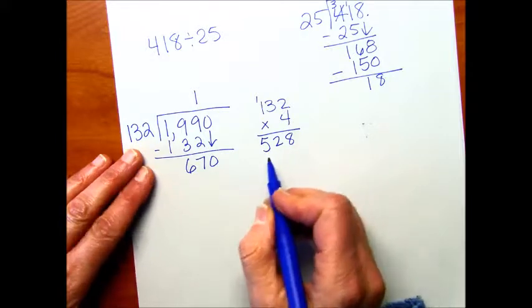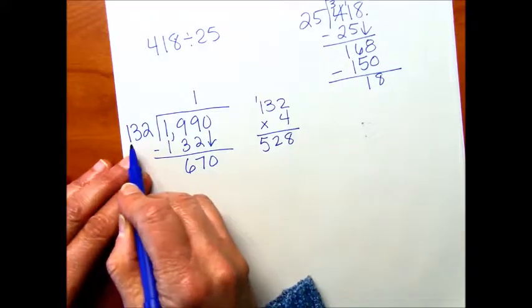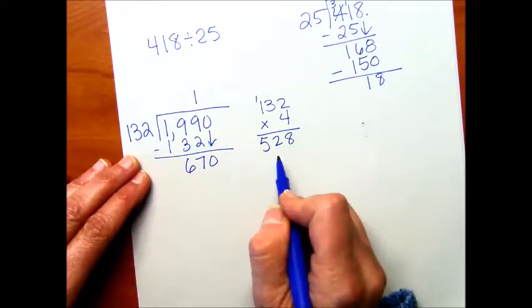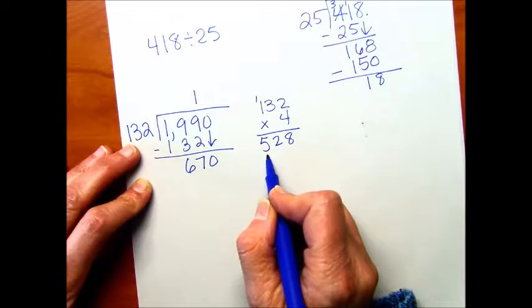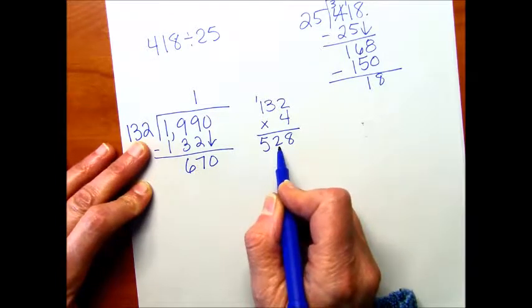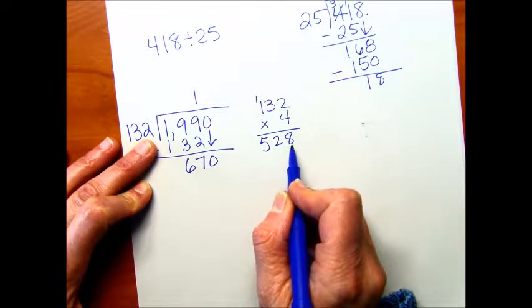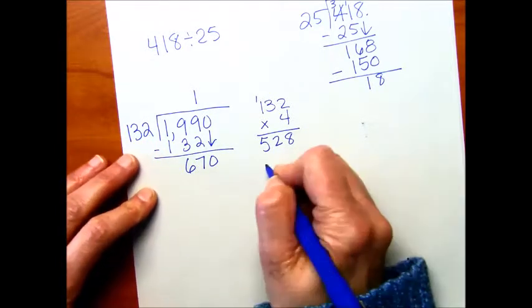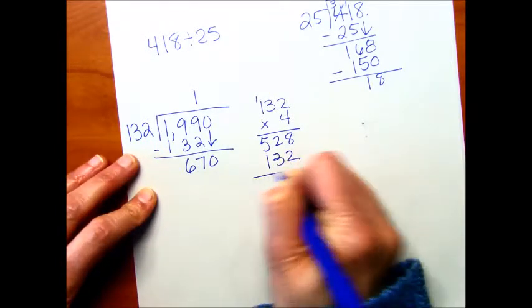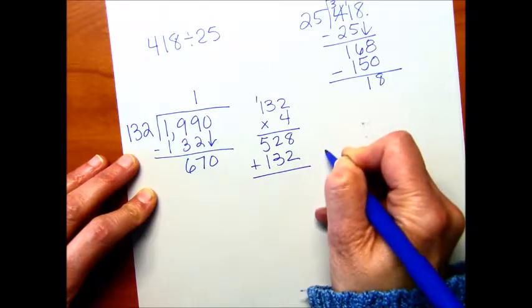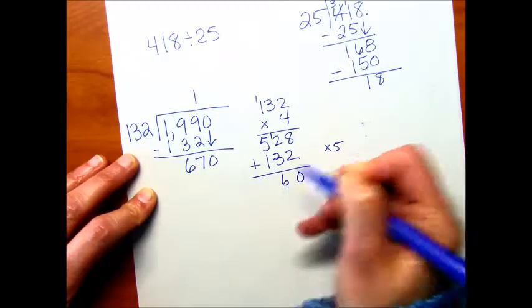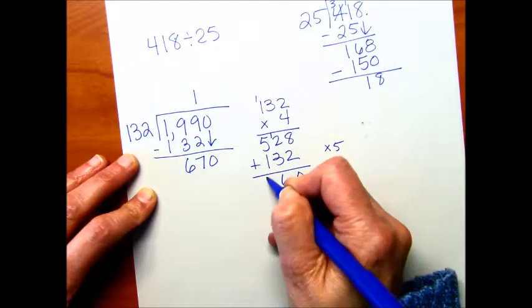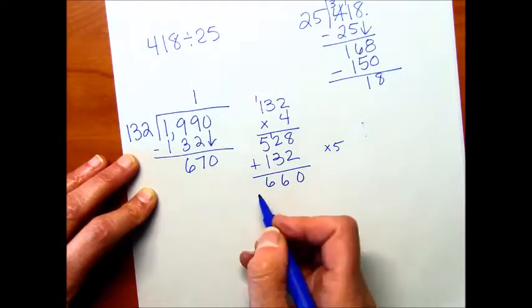I'm thinking I might be able to add another 132 to this number, because if I were to add 1, that would put me in the 6, and the 3 would be a 5, and the 2 would bump that to a 10. So let's add one more 132, and that would mean that we're multiplying by 5. So we've got 10, 6, and 6. So we're close. We're only 10 away.